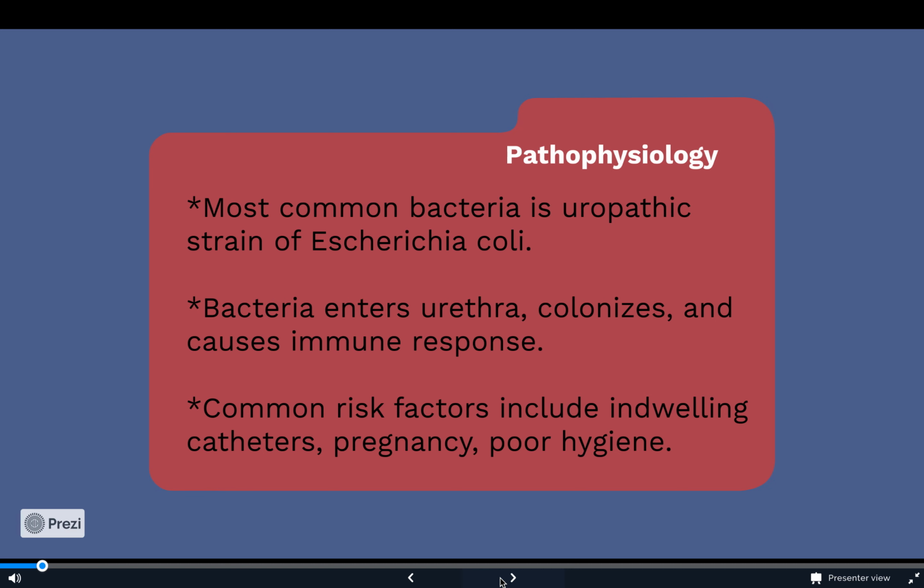So how it travels upward is that the bacteria E. coli have pili, or finger-like projections, and it binds to the cells, the uroepithelium cells, and it allows it to go up towards the bladder, the ureters, and the kidneys.